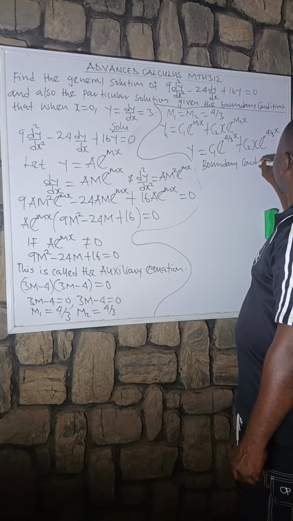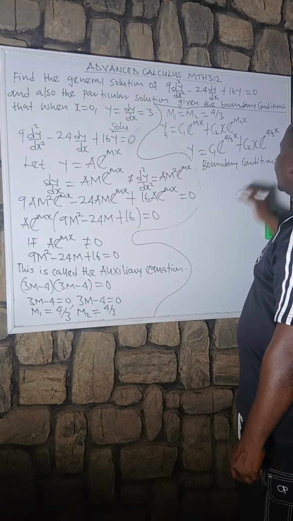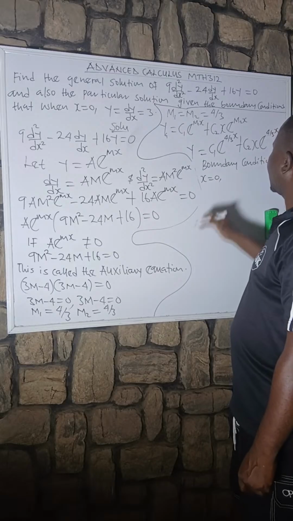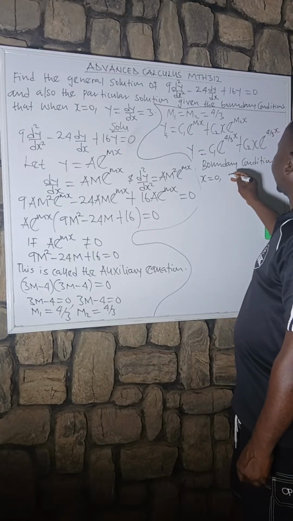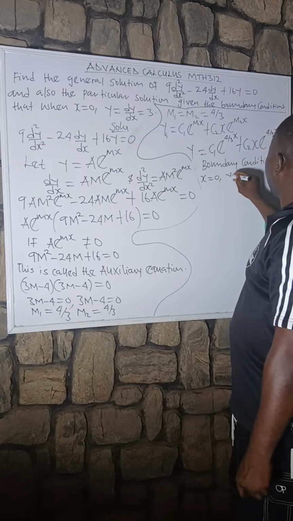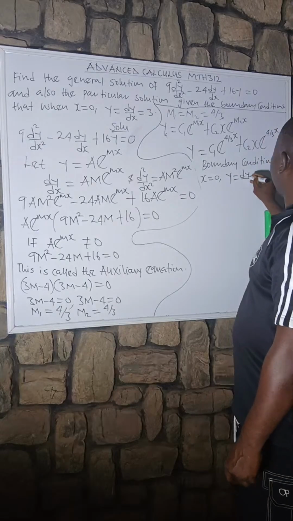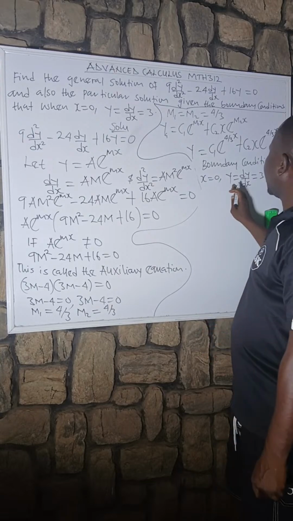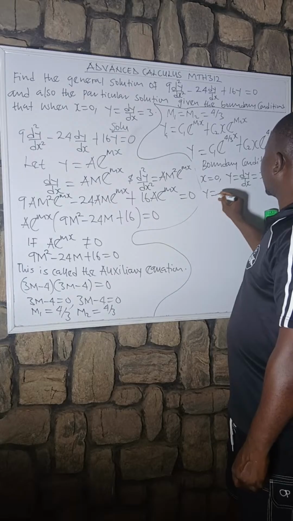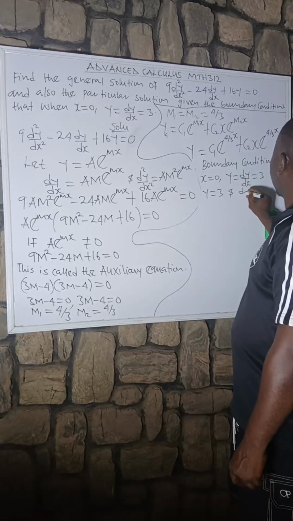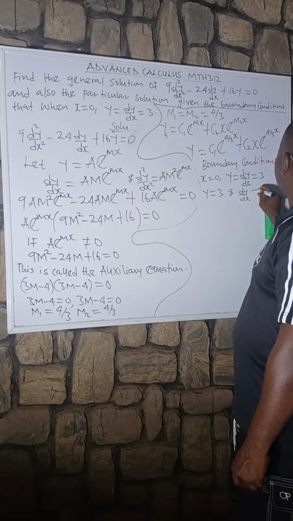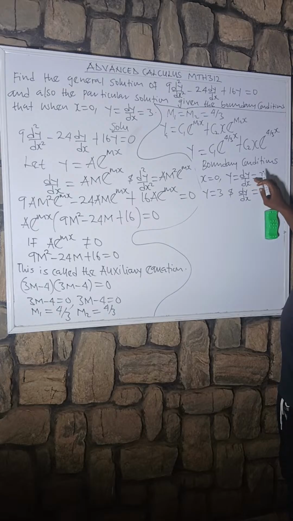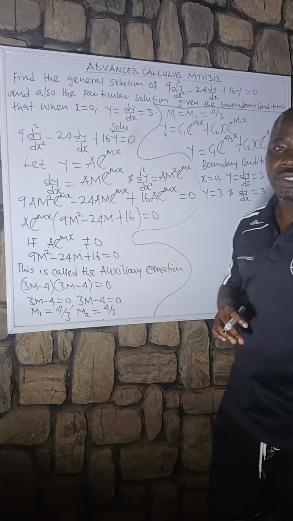Boundary conditions. Is that clear? So the boundary conditions are x equals 0, then here it says y equals dy over dx, which equals 3, right? So it means y is also equal to 3 and dy over dx is also equal to 3. That is the meaning of y equals dy over dx equals 3. Do you agree with me?